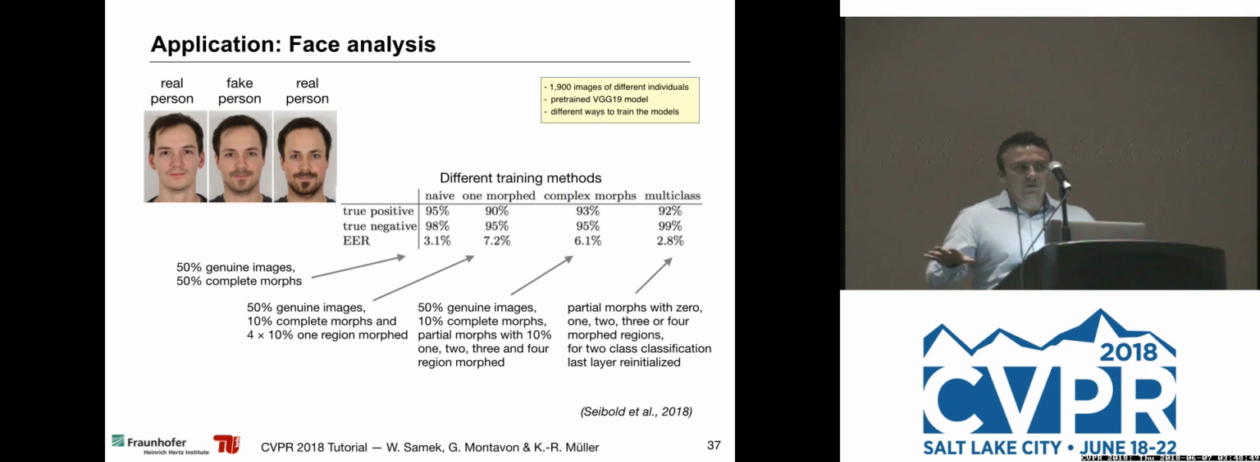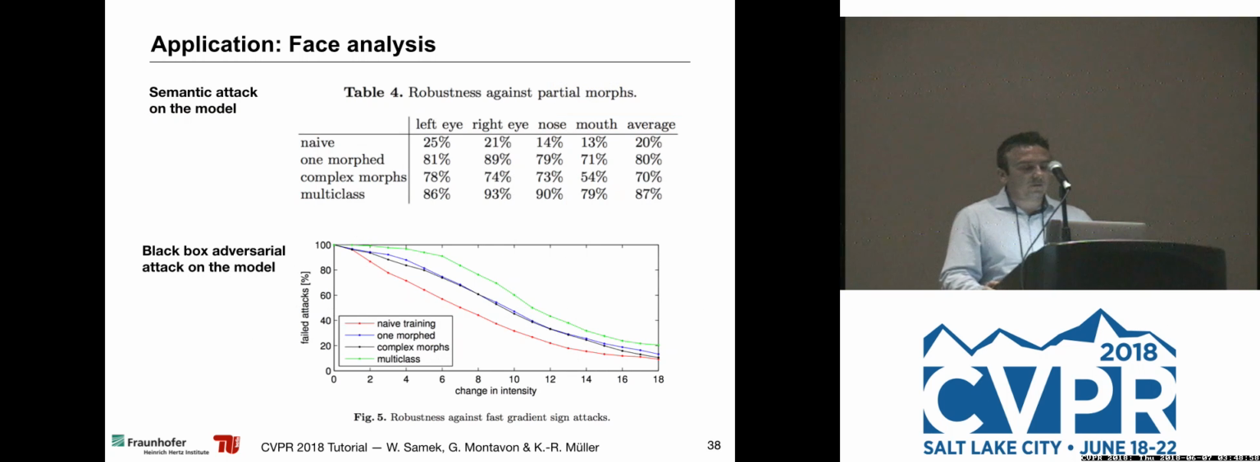So on the tests, we evaluated it on test data, which is just complete morphs and complete real images. And then we tried to use 2 different attacks on this data. One is a semantic attack, where we tested the robustness of these models on partial morphs, where we just morphed the left eye or the right eye or the nose or the mouth. And we see that, for example, the naive model, which was trained on just the real images versus complete morphs, doesn't perform very well. It's not able to recognize these partial morphs as morphs. Whereas for the other ones, the performance drop is minimal.